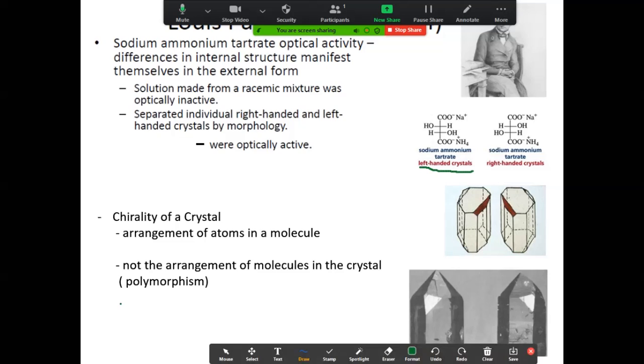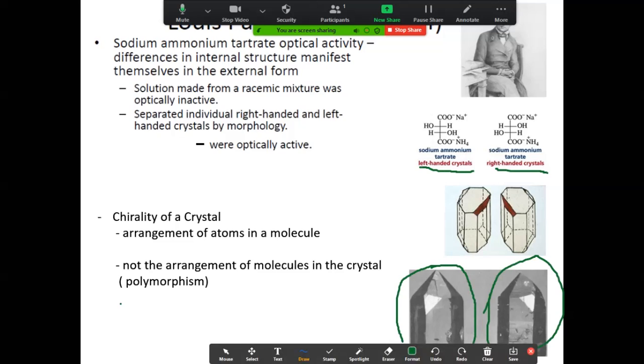So we have left-handed crystals and right-handed crystals, and these have different physical shaped crystals. This is the left-handed, this is the right-handed. Physically, they look different. They're not the same type of actual physical crystal.